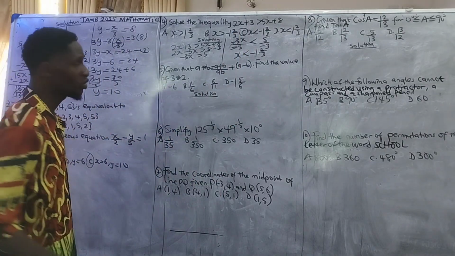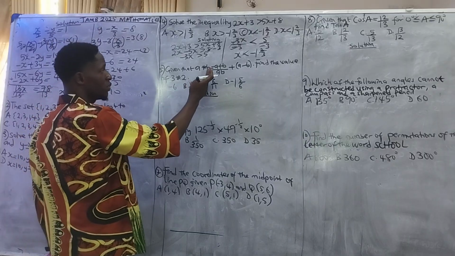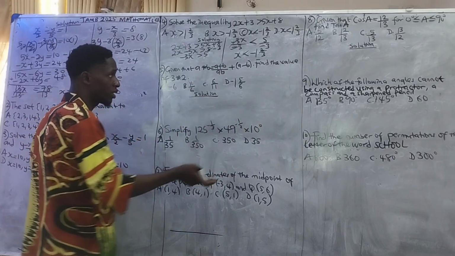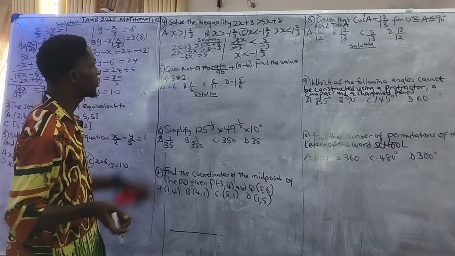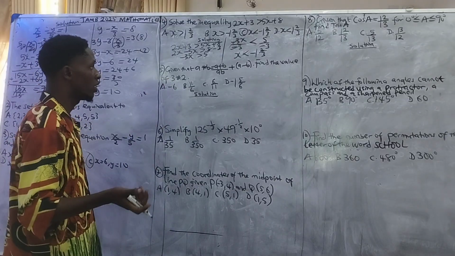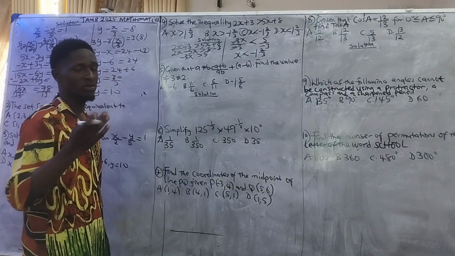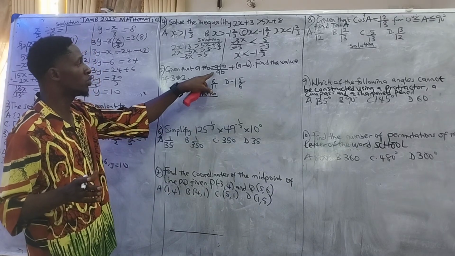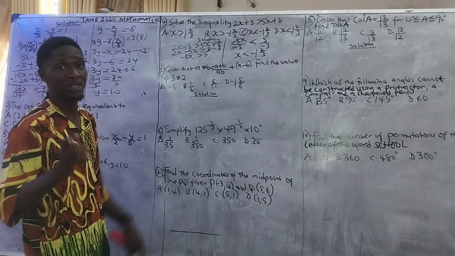Number 5, this is binary operation. So we are given that A * B is equal to (A + B) over AB plus bracket A minus B. Find the value of 3 * 2. So binary operation, very simple. You'll be told the formula to use. You'll be given the formula to use.